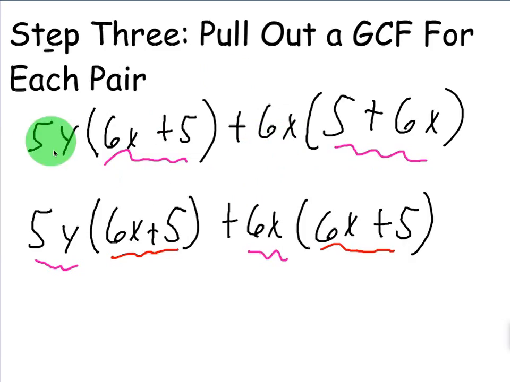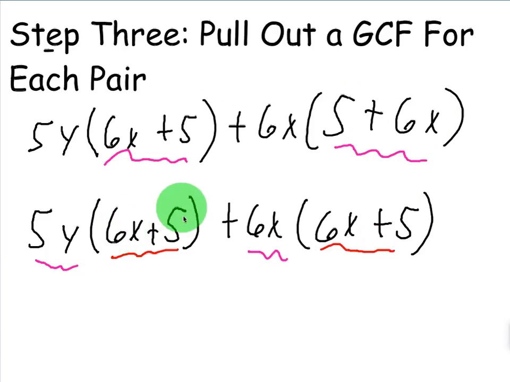Now when I pull out 5y of the first two, I get 6x plus 5. Pull out a 6x of the next two, I get 5 plus 6x. Doesn't really matter the order, right? These are the same thing, just in different order. So what I'm doing in the next step is just switching the second one to 6x plus 5 to match the first one.